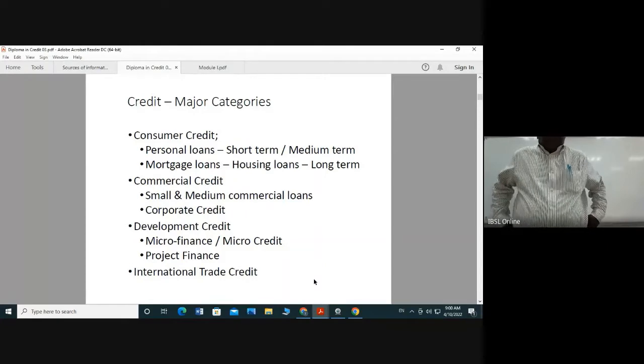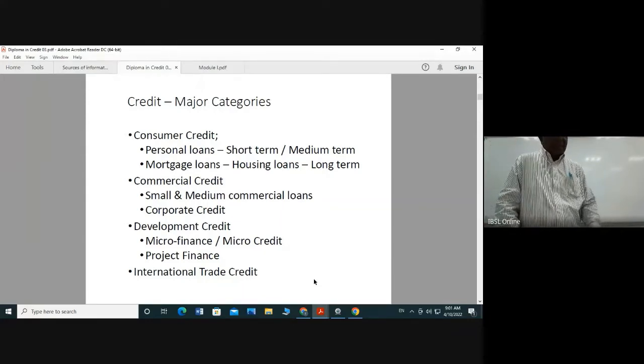Last time we started on credit appraisal. First, of course, we had discussed consumer credit. We have discussed what the major categories of credit are. Consumer credit includes personal loans, which are short-term or medium-term loans, and even mortgage loans, housing loans, which are long-term loans, also come under consumer credit. These two come under the consumer credit category.